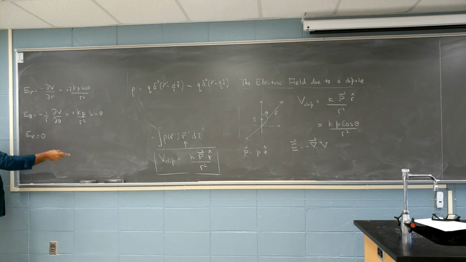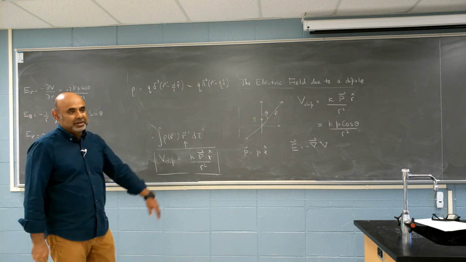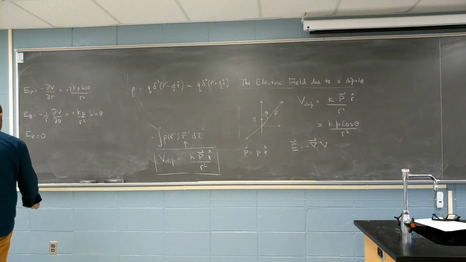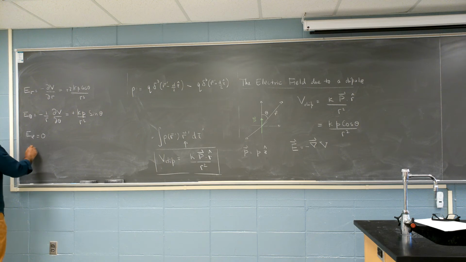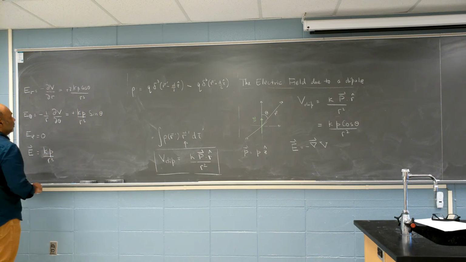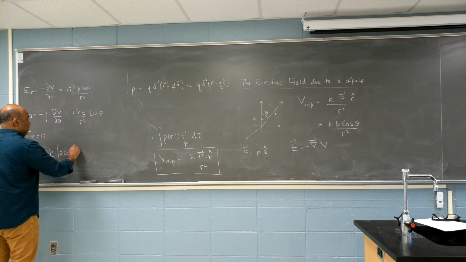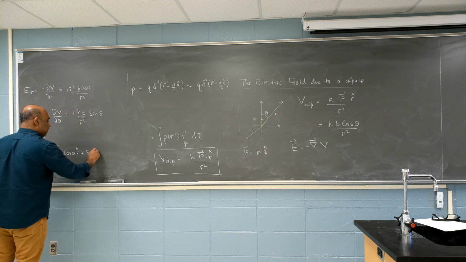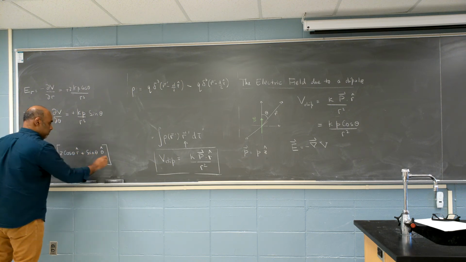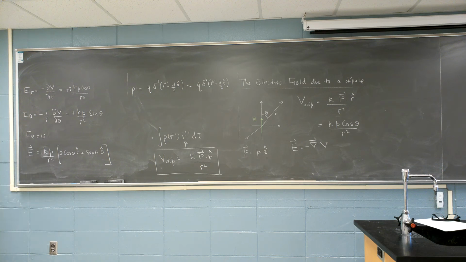You can verify at home. Well, there's a partial with respect to phi. There's no phi. There's nothing to verify. I can write this vectorially. Huh, did I make a mistake? Is that over R cubed? E theta? Oh, there's a 1 over R there. Yeah, yeah.